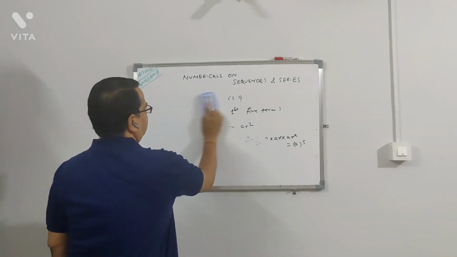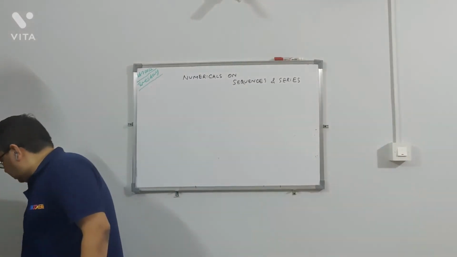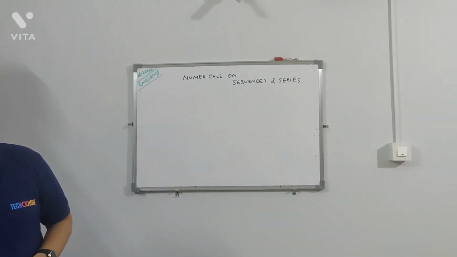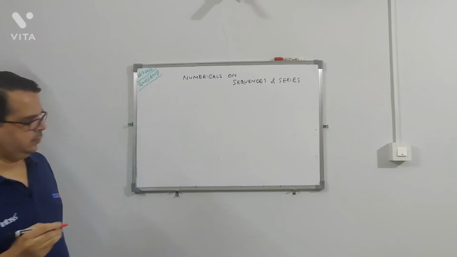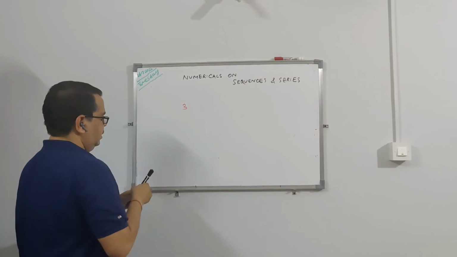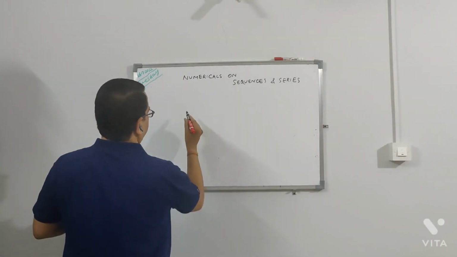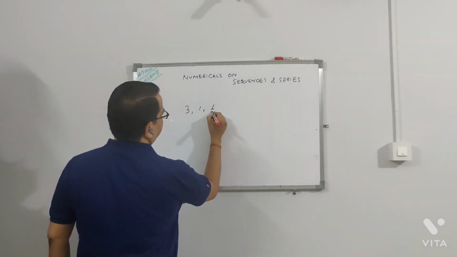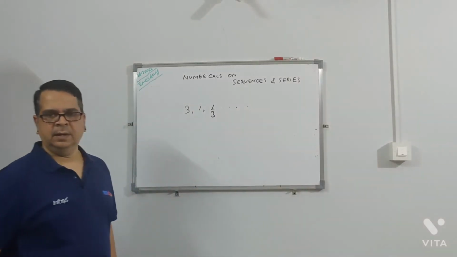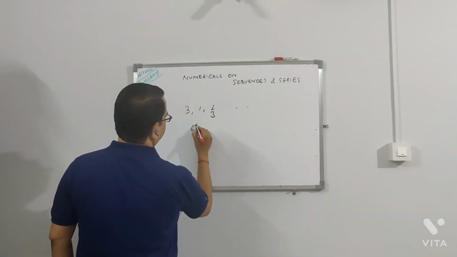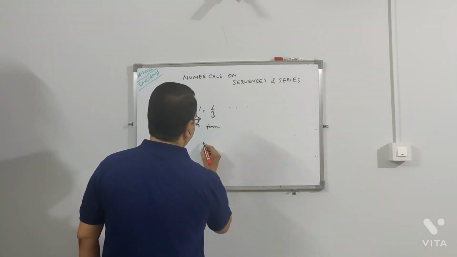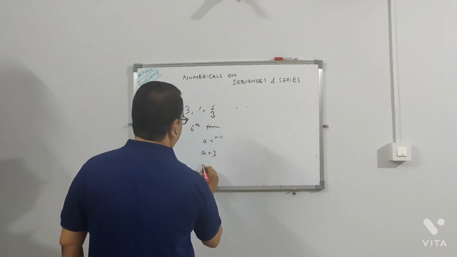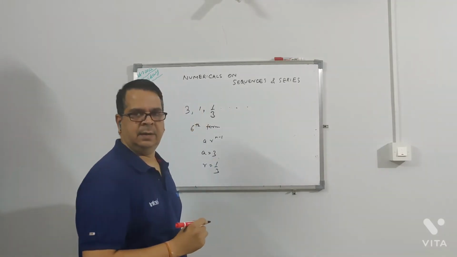We'll do one more numerical on geometric progression. The sixth term of a sequence 3, 1, 1 by 3. So you have a sequence called 3, then 1, then 1 by 3. So this is your sequence. They are asking what is the sixth term. So the formula is AR to the power n minus 1, AR to the power 5. So A is equal to 3, R is equal to 1 by 3.